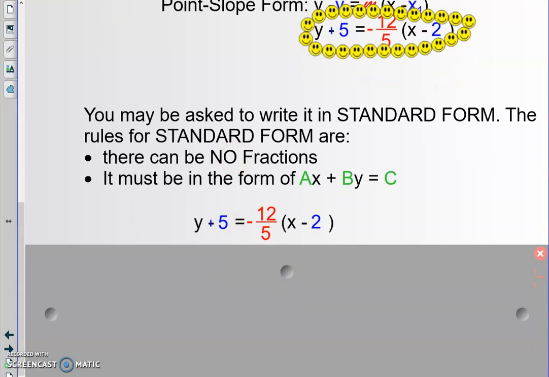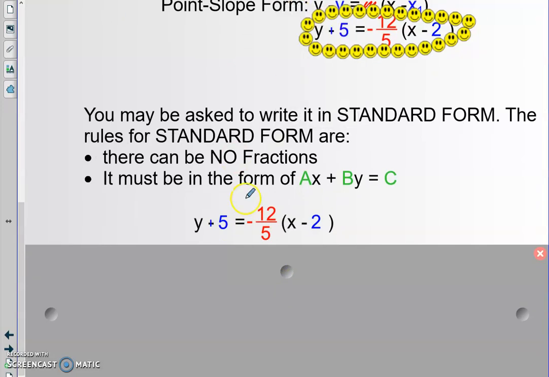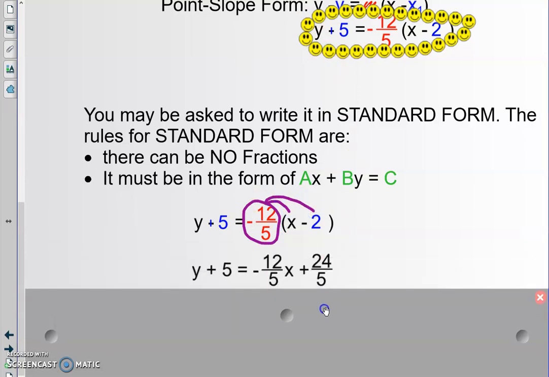I would say the first thing I'm probably going to do, let me switch out of this pen, is I'll probably go ahead and take this and distribute it through the parentheses. So what's that give me? That gives me y plus 5, nothing changed on the left. And then distributing, I'm pretty good with fractions. Although, remember, standard form, we don't want fractions.